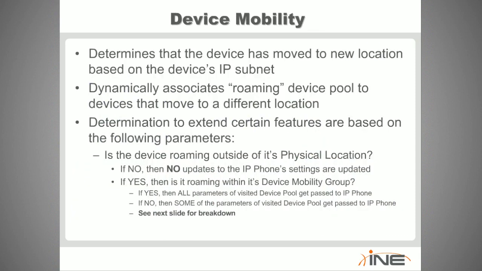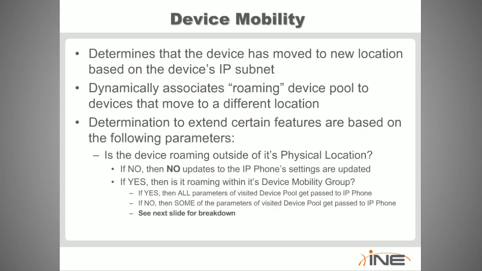So device mobility is going to determine that a device has moved to a new location based on the device's IP subnet, its home subnet, and any new possible subnets that it knows about. And we'll get into some of the specifics about how it knows about subnets and what we can do to make sure that it always knows about where a phone's location is, sort of a default location for all phones. It dynamically associates a roaming device pool to the devices that move to a different location.